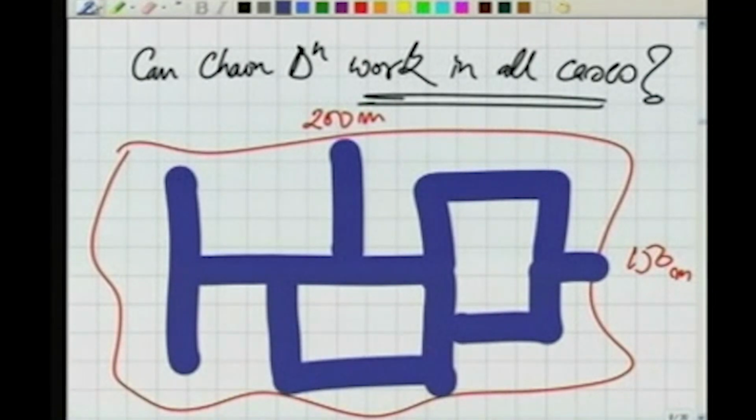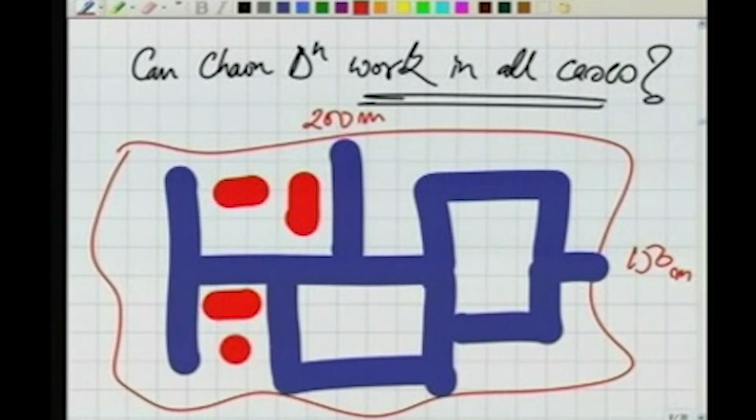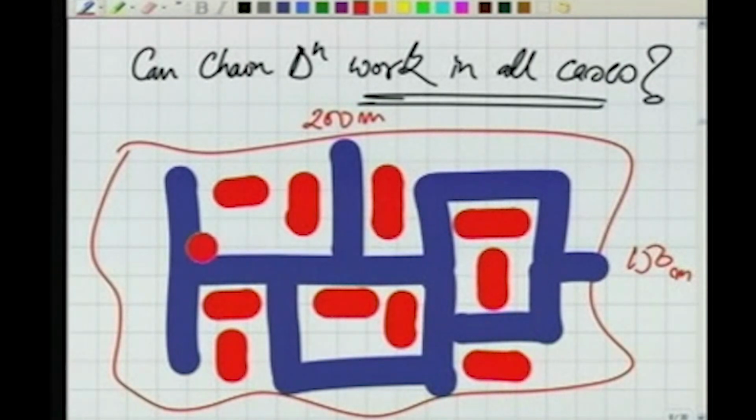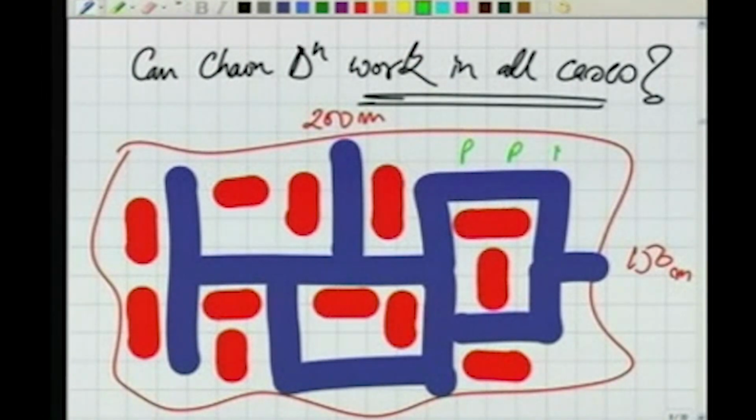Then there are a couple of buildings. I am plotting these buildings in red color. Let us say there is one building, another building, another building, one more, and all these are the buildings, and the buildings have height. They are high buildings. There are also, as usual, several trees. A typical area may look like this.